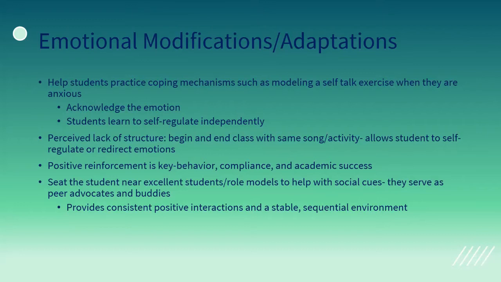And then another modification would be to seat the student near excellent students or role models to help with social cues. They serve as peer advocates and buddies. Sometimes the student may not connect with you as much as they would with their peers. So that peer can help show them and remind them what they should be doing, or just model what is the appropriate social behavior in that aspect. This also provides consistent positive interactions in a stable sequential environment for those students.